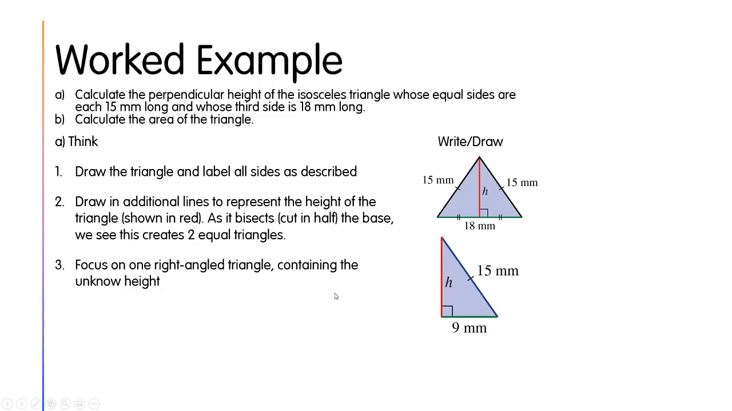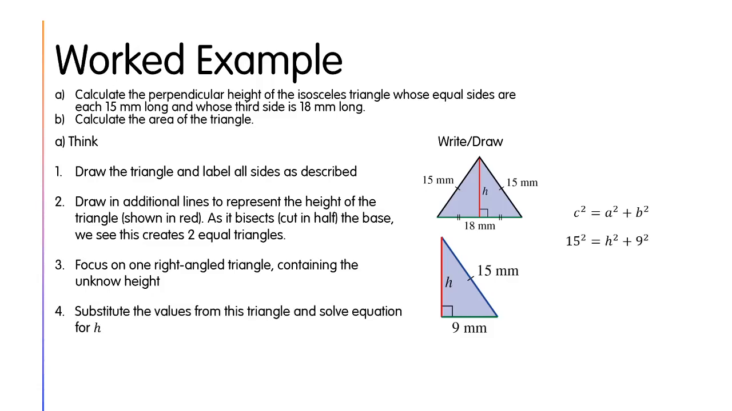So next step is we substitute it into Pythagoras' theorem. So c squared equals a squared plus b squared. So 15 squared equals h squared plus 9 squared. So it's a little bit trickier because the unknown isn't the hypotenuse in this case. It is one of the sides. So we've put it into there.